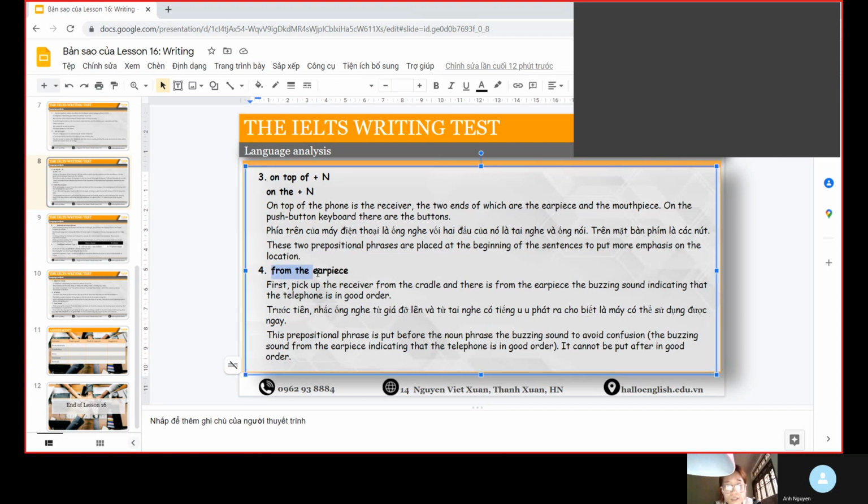Okay. The next phrase, from the earpiece. First, pick up the receiver from the cradle, and there is a buzzing sound from the earpiece indicating that the telephone is in good order. This prepositional phrase is put after the noun phrase, the buzzing sound, to avoid confusion. The buzzing sound from the earpiece indicating that the telephone is in good order. It cannot be put after in good order.